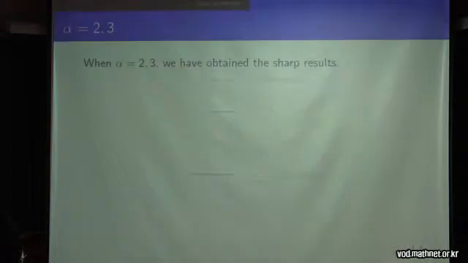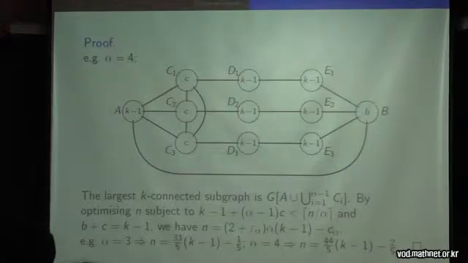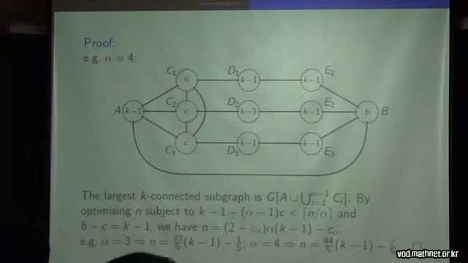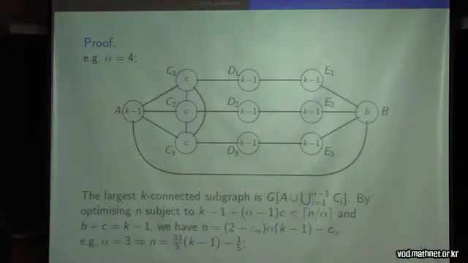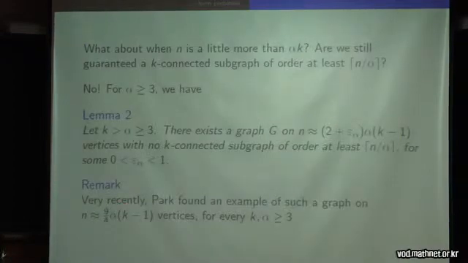Okay, so let me now talk about, thinking, should I show you the other construction now? Roughly speaking, what you're trying to show is the construction that's Bollobás's no k-connected subgraph of order n over alpha construction, with a large number of vertices.